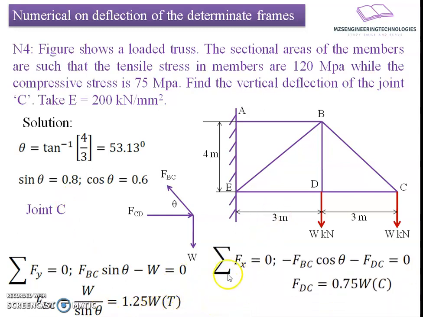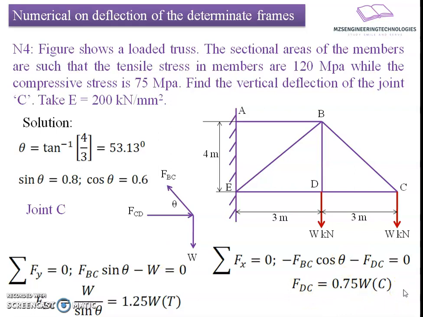Now let's go with the horizontal equilibrium here. Summation of forces in the horizontal direction results into a relation minus FBC cos theta plus FDC equals 0. FBC is going towards the left hand side, FDC is going towards the right hand side. It bears the cos component with reference to the horizontal axis. Here the sign has been put as negative, read it as positive. So the result is FDC equals 0.75 W compressive in nature.